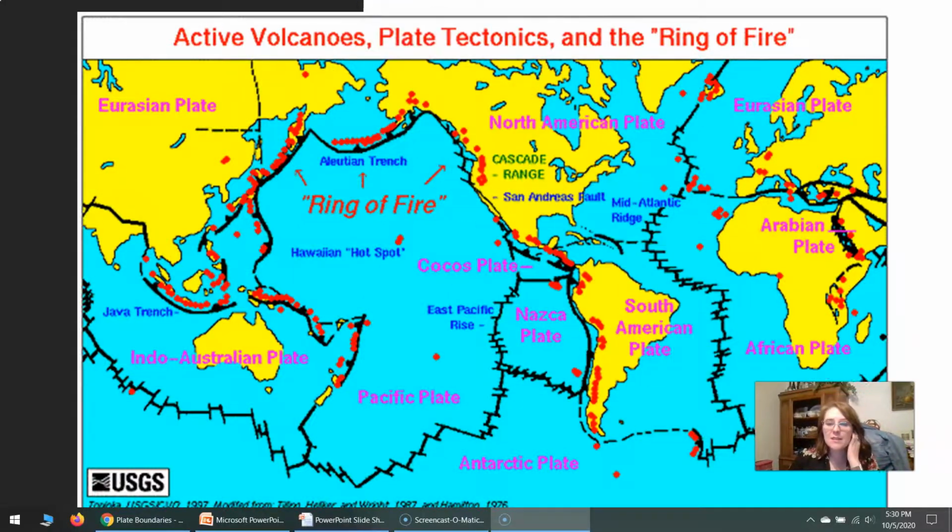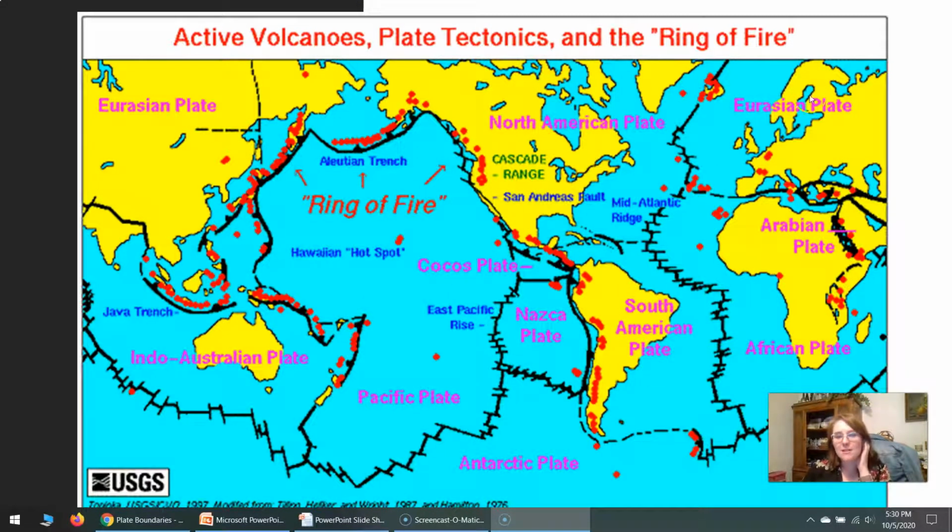So you've seen some maps of the plates, and this doesn't have all the plates because you can break them down into really fine little pieces. But if you've heard of the Ring of Fire, that's an area where you have all these volcanoes going in this round shape right here, and that is because of the plate boundaries. So when people are talking about volcanoes, you can see that those are going to happen along plate boundaries as well.